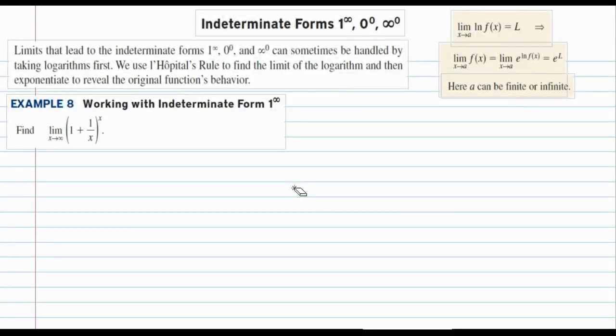This is the screencast for section 8.2, example 8. Now we're going to work with the indeterminate forms 1 to the infinity, 0 to the 0, and infinity to the 0. First, we're going to look at 1 to the infinity.